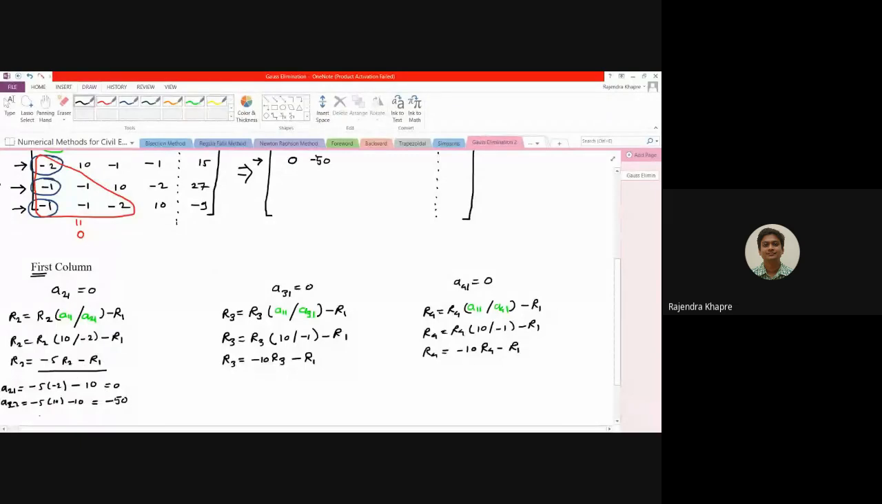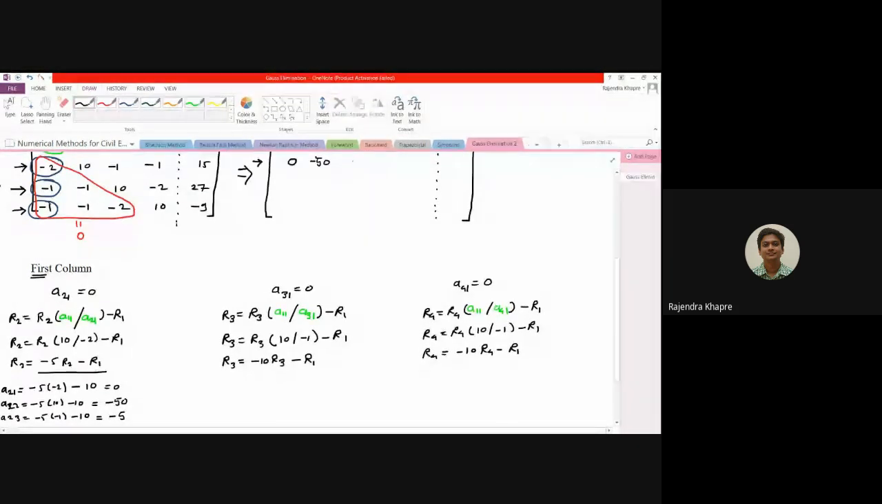Okay, and then similarly you can have something like a23. So this will be minus 5, and this will be minus 1 minus 10. How much is this? Anyone? Is it minus 5? Yes, sir. Okay, so this will be minus 5.